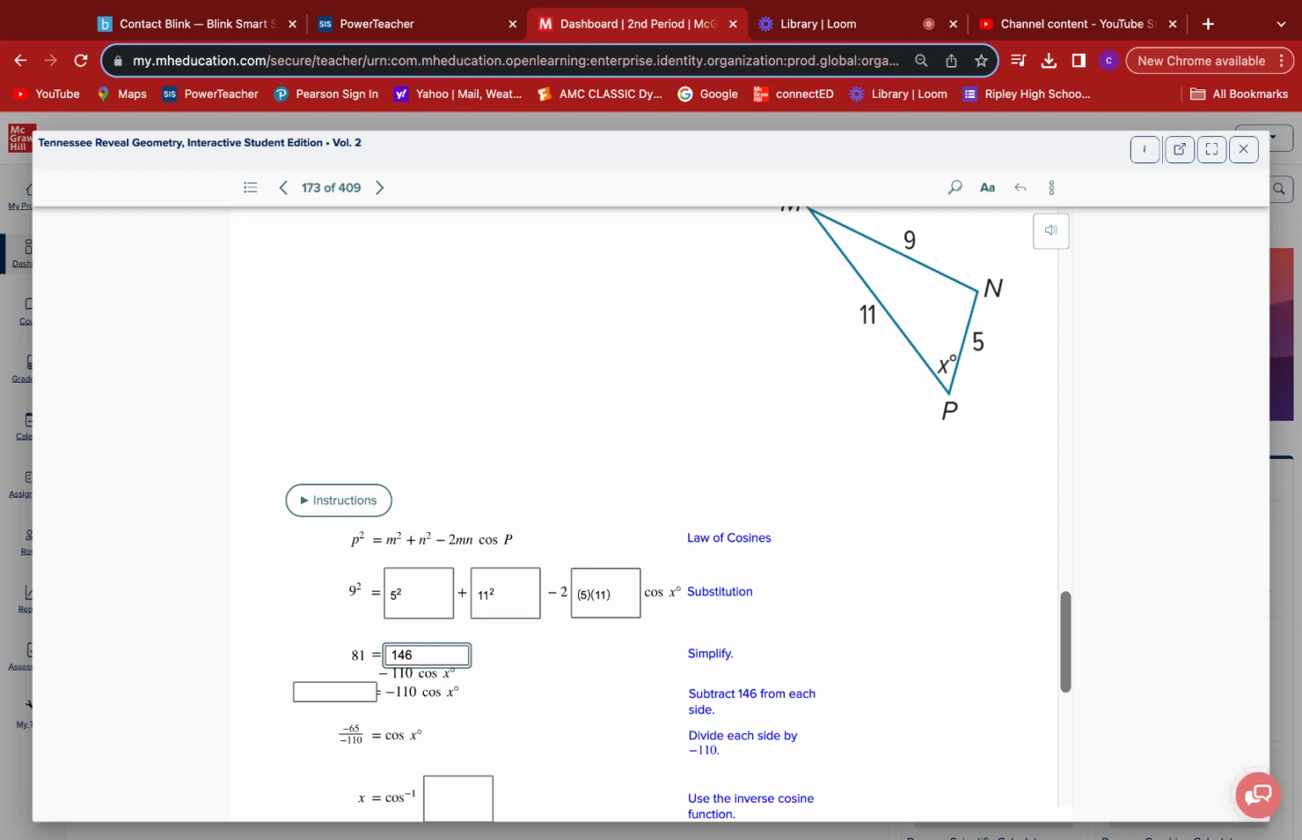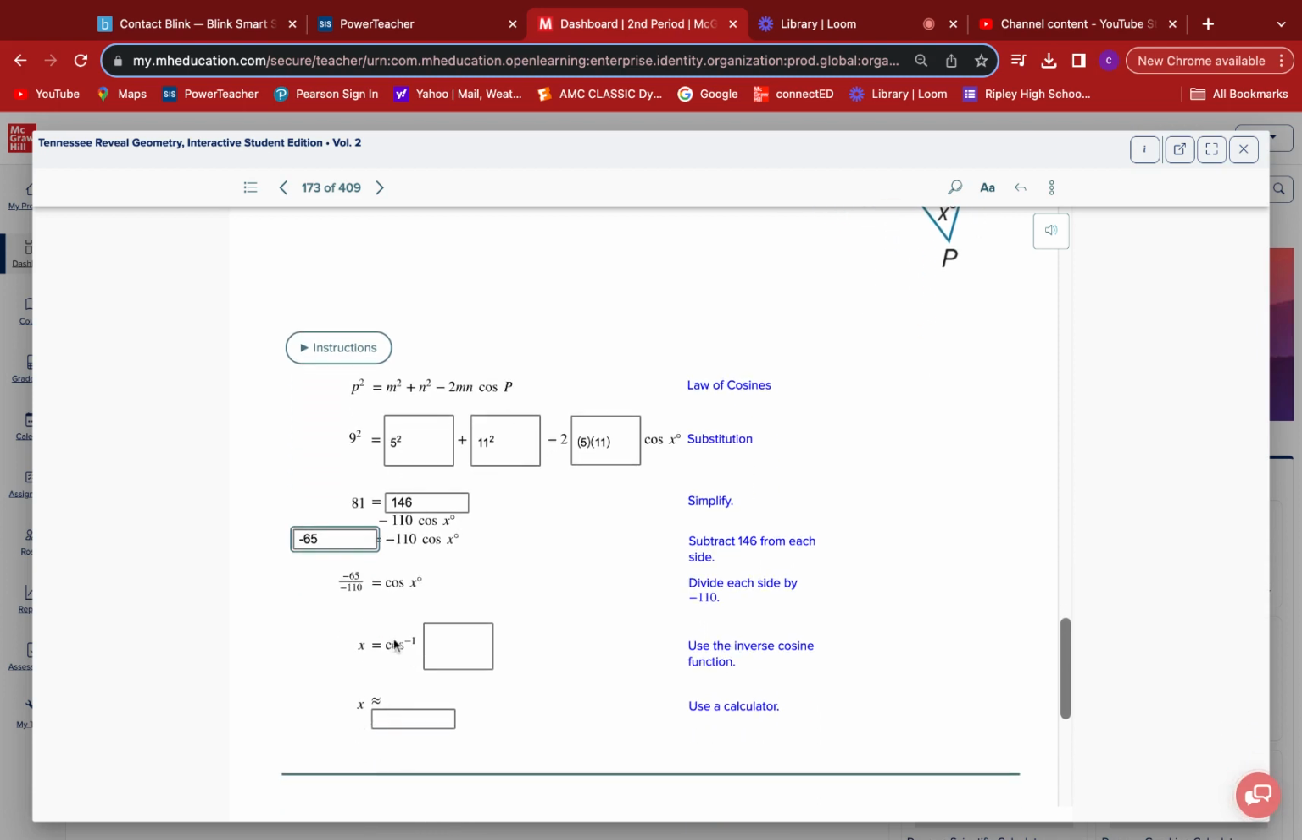Okay, so it looks like they are going to subtract 146 to the other side. So 81 minus 146 is a negative 65. And it leaves me with the negative 110 cosine of x on the other side. The opposite of multiplying is to divide by the negative 110. And they did that step for me, which is nice of them.